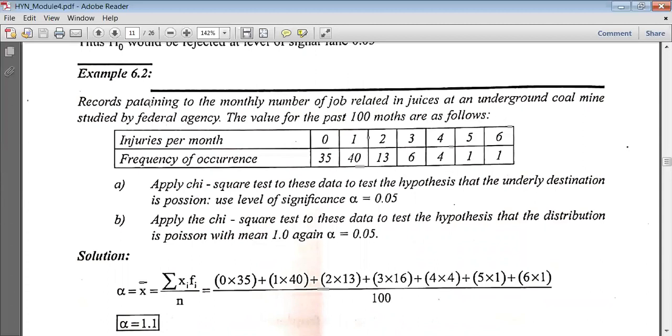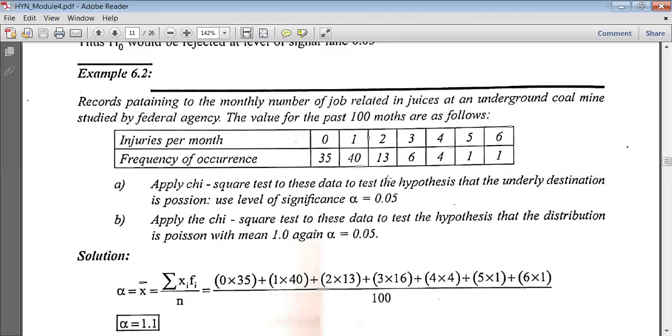Records pertaining to the monthly number of job-related injuries at an underground coal mine studied by a federal agency. These are injuries per month, from 0 to 6. Frequency of occurrence: 0 injuries is 35, 1 injury is 40, like this.